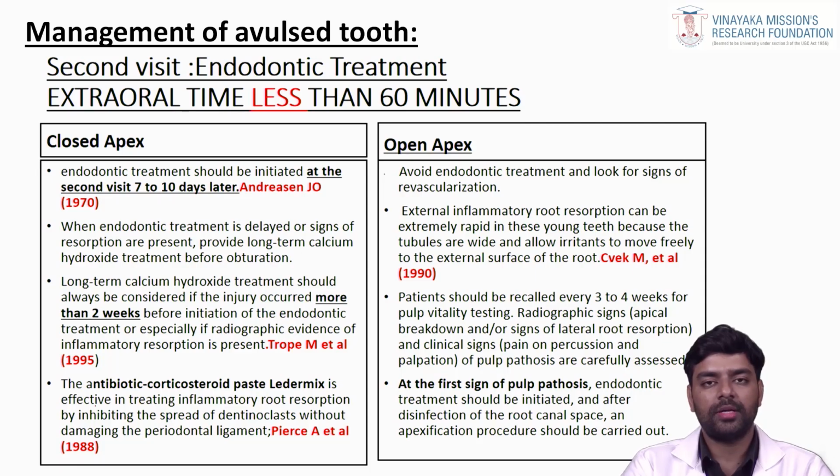The patient should be recalled every 3 to 4 weeks for pulp vitality testing, radiographic signs of apical breakdown or signs of later root resorption, and clinical signs, mostly pain on percussion and palpation, of pulpal pathosis are carefully assessed. At the first sign of pulpal pathosis, the endodontic treatment should be initiated, and after disinfection of the root canal space, the apexification procedure should be carried out.